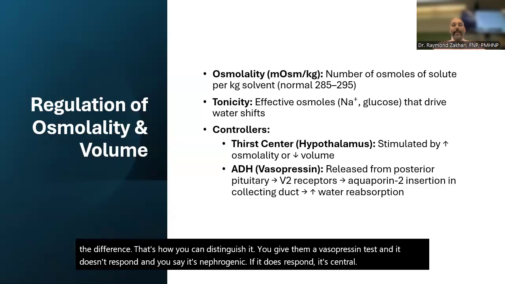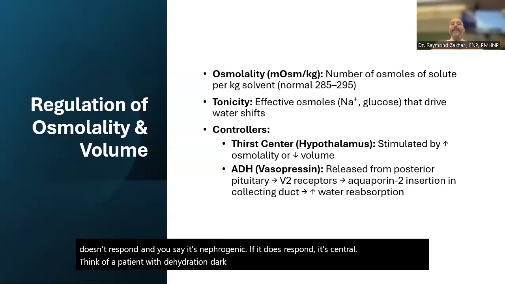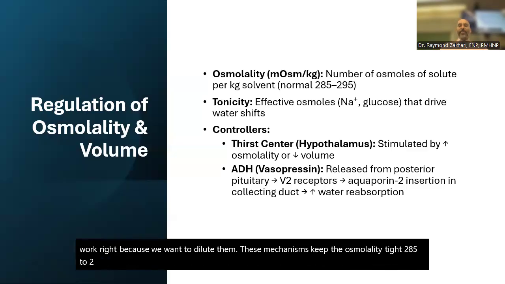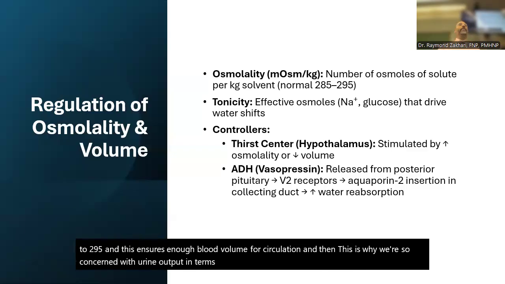Think of a patient with dehydration, dark concentrated urine, and antidiuretic hormone is at work, right? Because we want to dilute them. These mechanisms keep the osmolality tight, 285 to 295, and this ensures enough blood volume for circulation. This is why we're so concerned with urine output in terms of dehydration, and we're so concerned with mucous membranes. These are the first tell-tale signs without having to get terribly invasive.